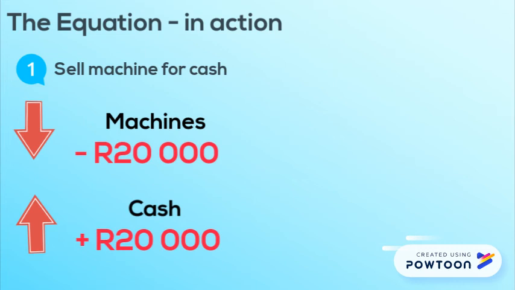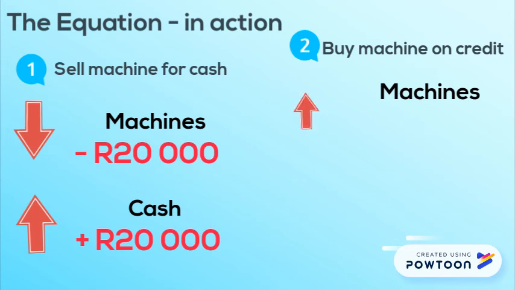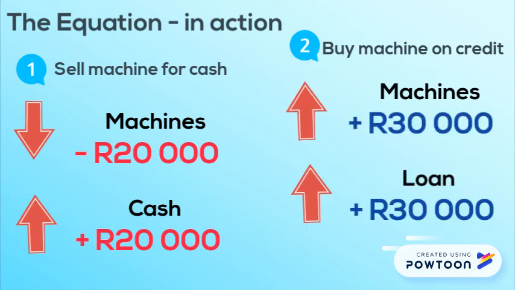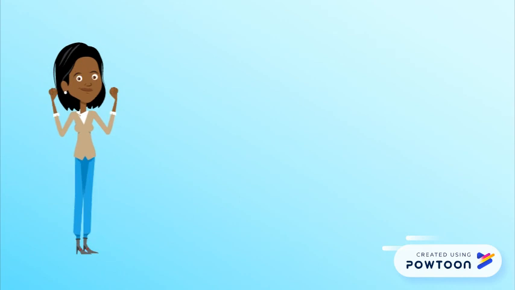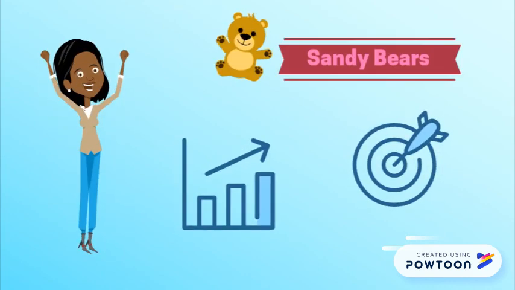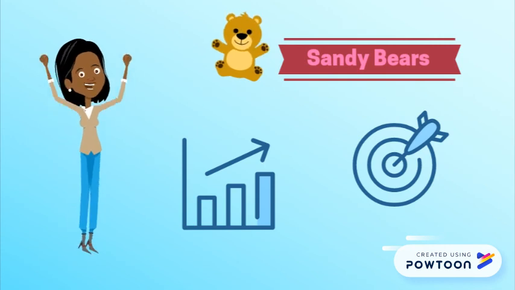Or if she buys another machine through a loan, the asset position machine will be increased by the same amount that the liability position loan is increased. As a result, the accounting equation remains equal. Asanda is happy. The accounting equation helps her to record, check on, and interpret the business transactions that are happening every day.